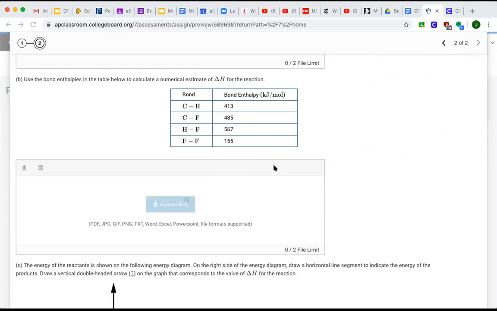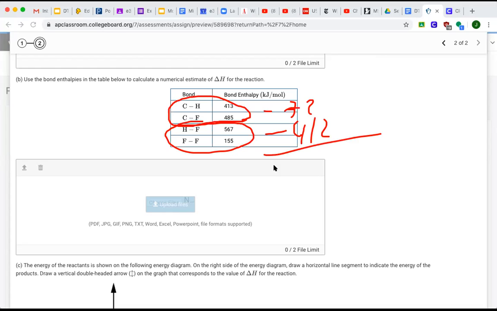Okay, so I'll actually show you how I did this in my head super quickly, but this only worked because we had exactly what we needed and there was one breaking and one forming each time. So I knew that this CH was going to turn into a CF. So I just did the subtraction right here and I got -72. And then I knew that this FF was going to turn into this HF. So I did the subtraction here and I got -412. And then I just added them to get -484. Sorry, I couldn't help myself. So that's just a little shortcut that I was able to do.